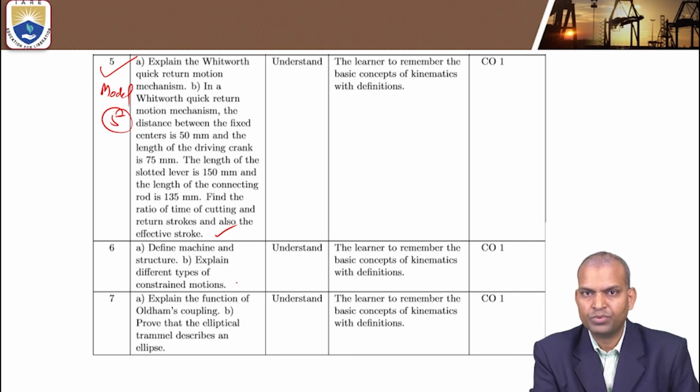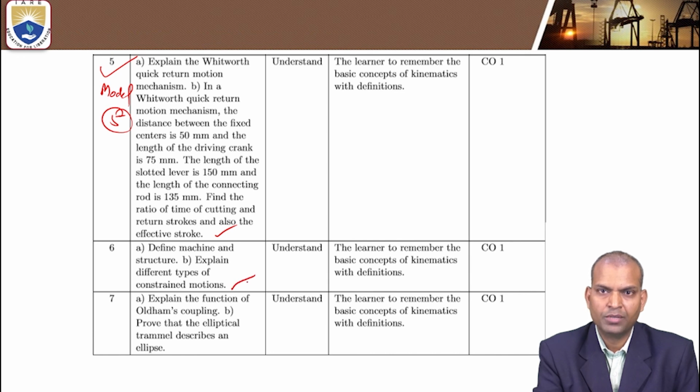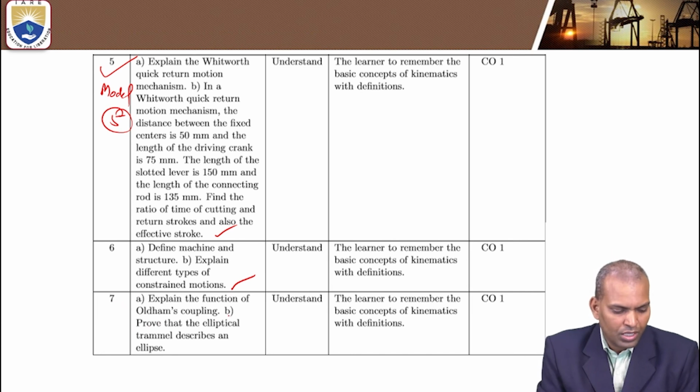Next question, define machine structure. Again, explain different types of constrained motions. What are the different types of constrained motions? Completely constrained, incompletely constrained motion, and the third one is successfully constrained motion. Now, explain the functions of an Oldham's coupling.